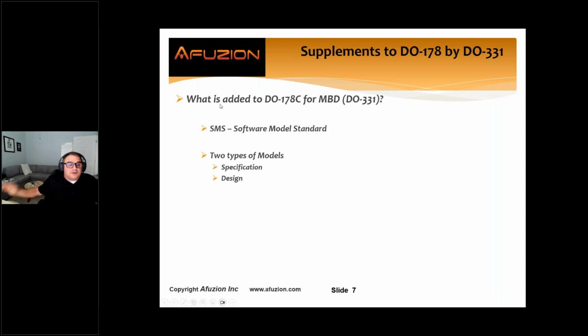Some of the items that are new, I should say, that have come up as new added elements in a DO178 project to support MBD is you will have a new software model standard document. And that model standard can include two different types of models that are defined within DO331. There's a specification model and a design model.